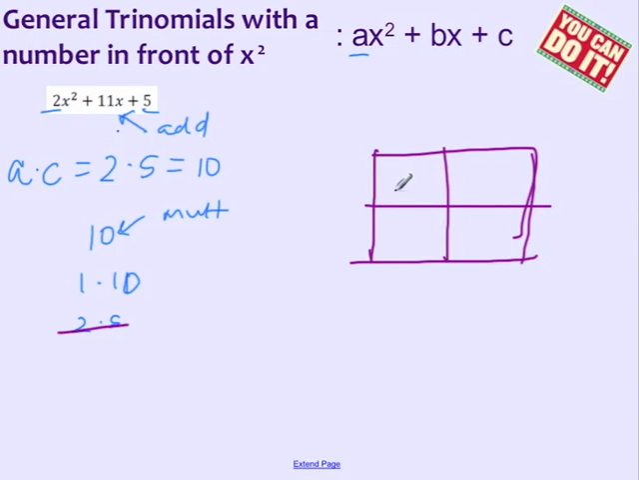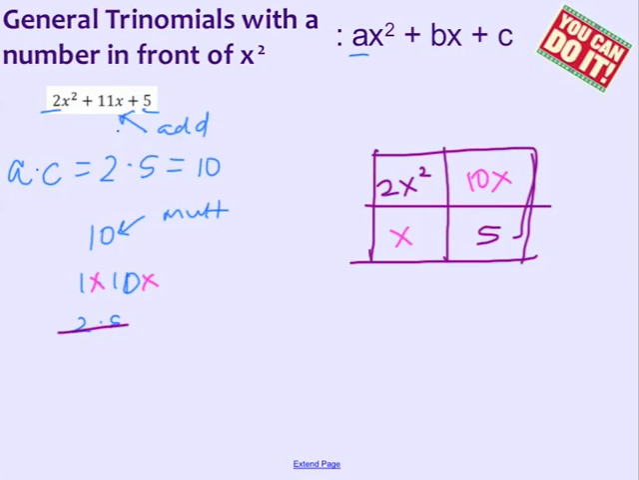Remember, my x squared term goes here, so I have 2x squared, and my c term goes here, which is 5. Well, 1 and 10, okay, those are my b terms, so they go here, and they're going to be 1x and 10x. So x and 10x.